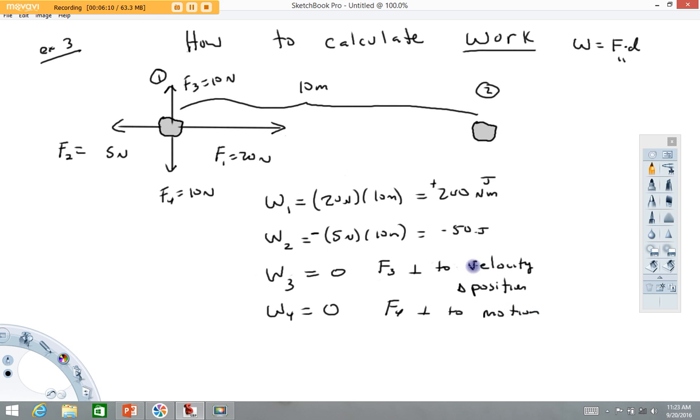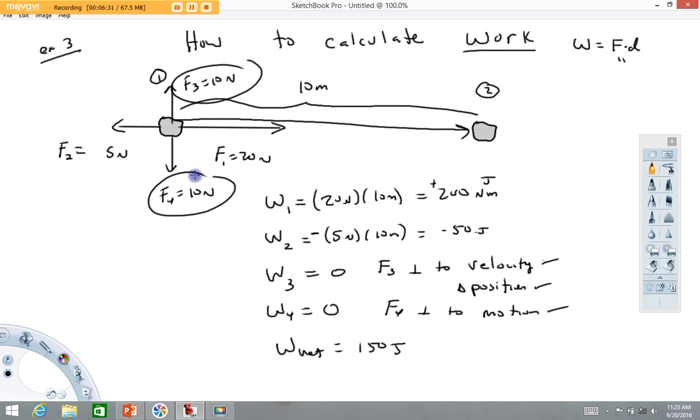So again, whether you say it's perpendicular to the velocity or perpendicular to the change in position, or you just say perpendicular to the motion, these are basically all saying the same thing. Net work done in this example is still 150 joules, an important part of example 3. As this thing moves from right to left, the work done by this force and this force would be 0.